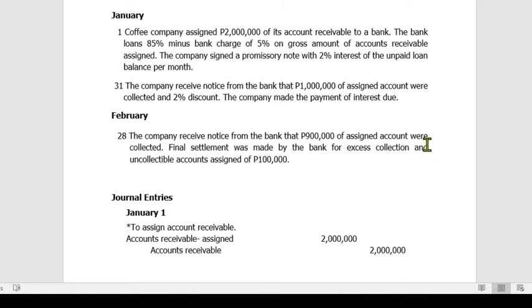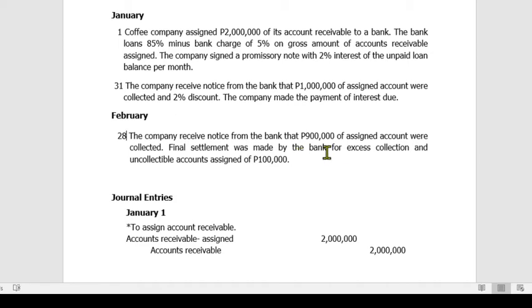So, nakapag-collect na naman si bank ng 900,000, tapos dinotify ka niya ulit. Final settlement was made by the bank for the excess collection and uncollectible accounts assigned of 100,000. So, sinettle na ni bank kasi parang mayroong excess collection dito. Okay, and uncollectible accounts assigned 100,000. Okay, kasi 'di ba 2 million ang accounts receivable assigned. So kanina may nagbayad 1 million, ngayon 900,000. So merong hindi na kolekta ng 100,000. So anong gagawin diyan? Later discuss natin.